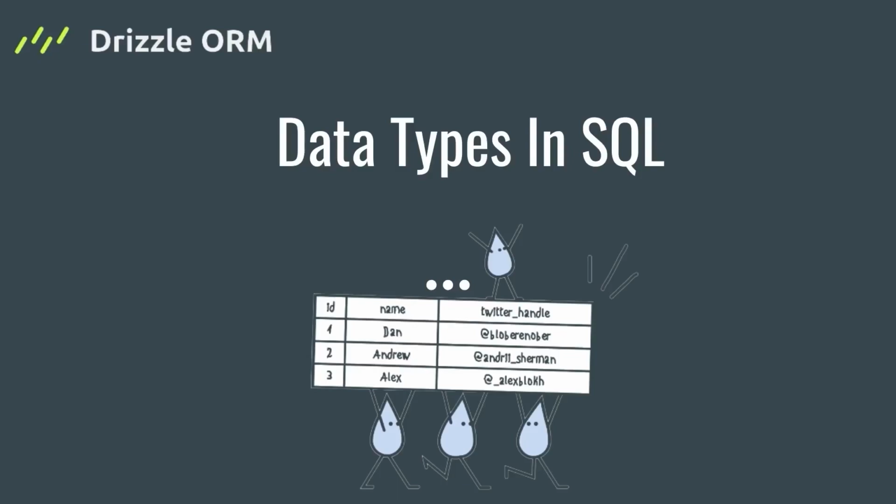For example, if you want to define a text field in your table, you can set its type to either text, Varchar, or Char. So you should know what's the difference between these types and which one fits your needs in the best way. Okay, in this section, I'm going to give you a basic understanding of SQL data types and how we can use them in Drizzle ORM.